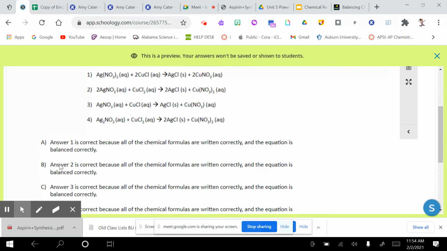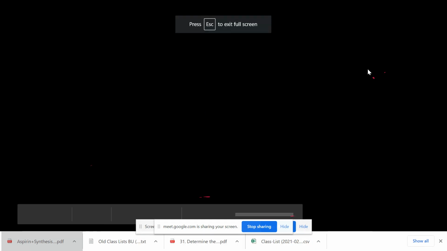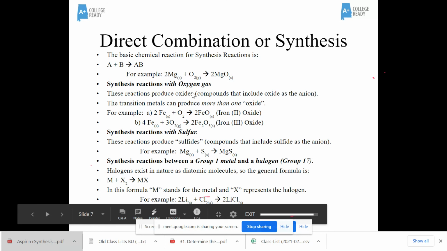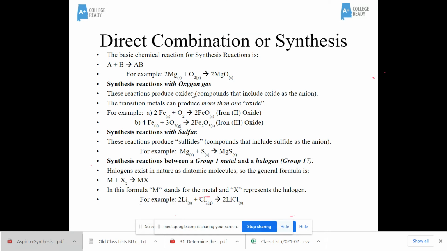Talk a little bit about synthesis reactions. When you watch the EdPuzzle tonight, you will see synthesis reactions, and you'll see this presentation. All right, so there are a couple of rules that some things are going to just make logical sense. You put these two things together, then this is what you get. Some things might not make logical sense, and so you might want to memorize that rule for what you always get.